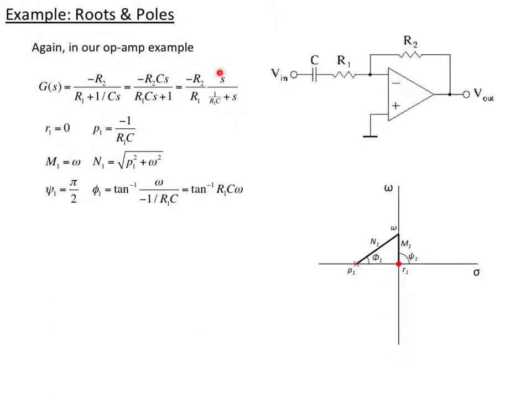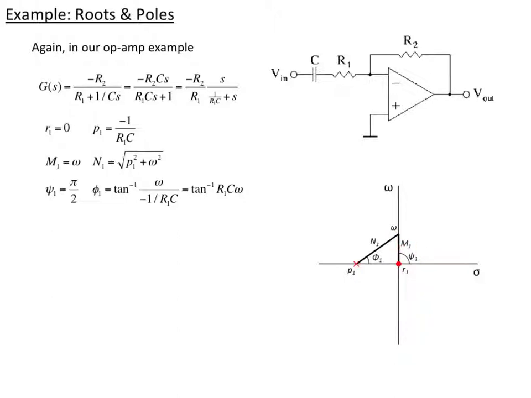So the magnitude of the top is just going to be omega when I plug in j omega. And the magnitude on the bottom is the pole squared minus omega squared. That just tells me what the magnitude of n is here. And so I can imagine now what's my psi angle as I go from this root up to some value of omega.